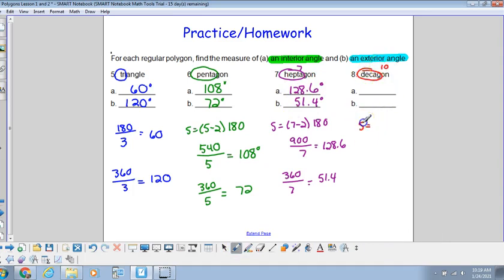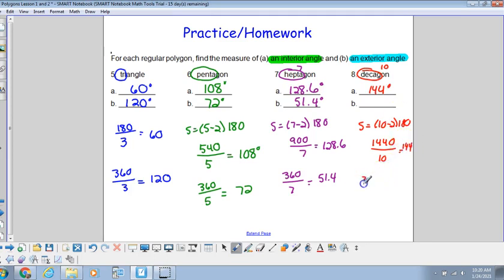For our number 8 here, we've got a decagon, which has 10 sides. So we'll find our sum, which is 10 minus 2 times 180. And when we calculate that, we get 1,440. Divide by 10, since a decagon has 10 sides. So we get 144. Sorry, I forgot to write it there.